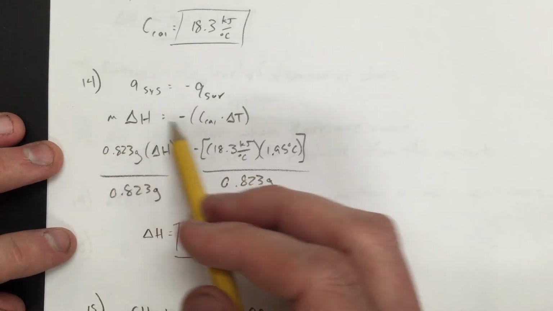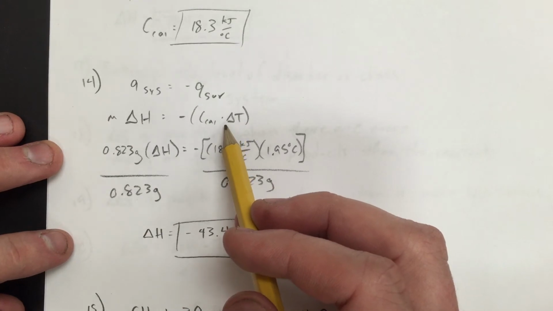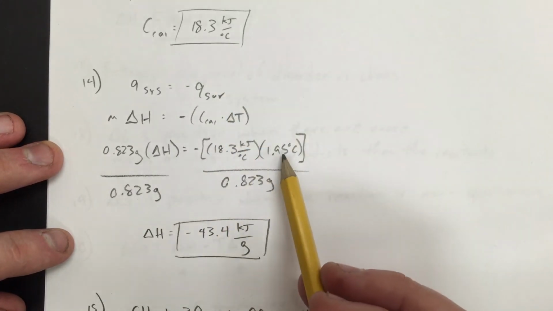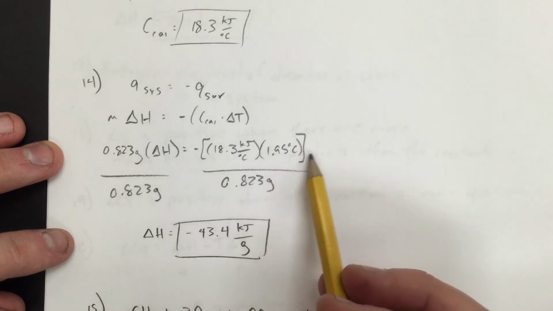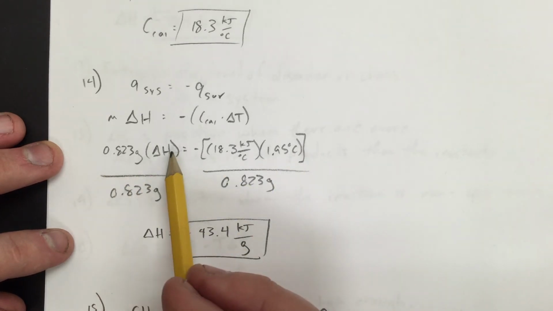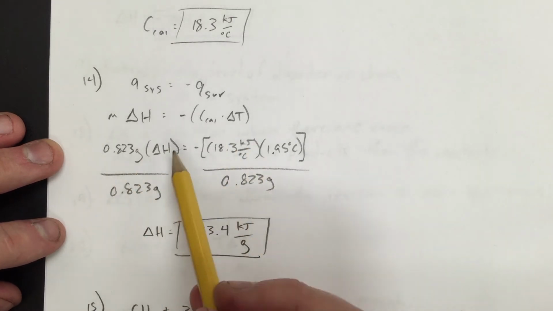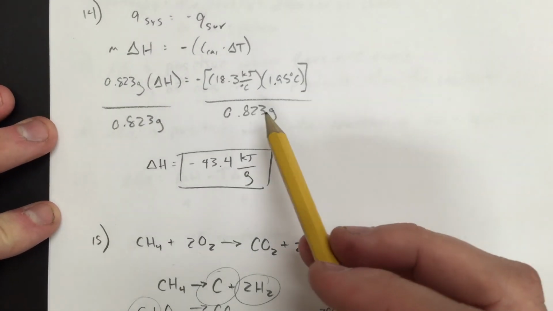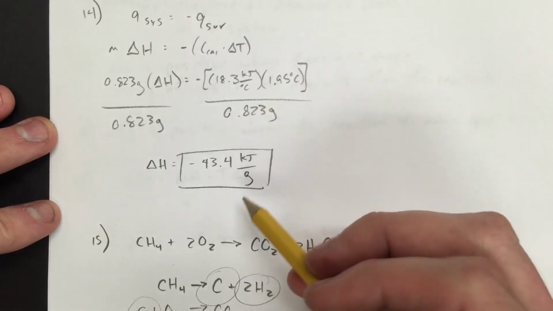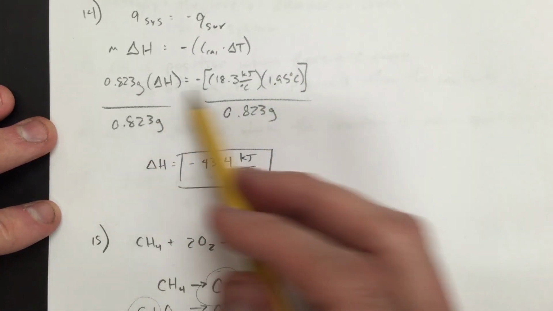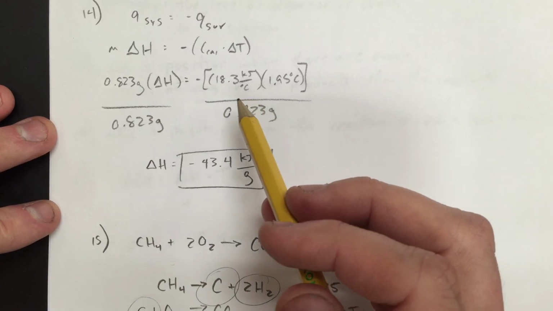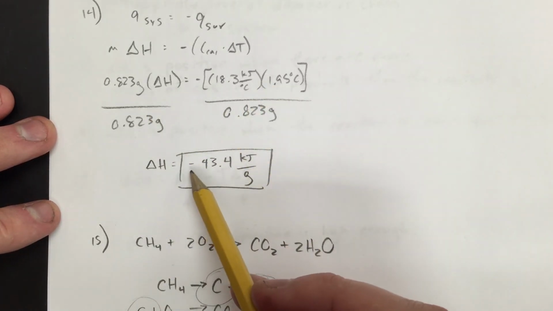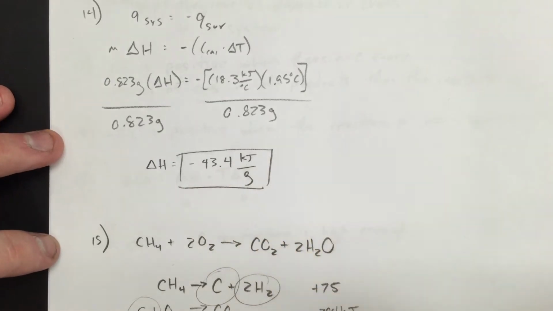So we got M times delta H equals negative C cal times delta T, and it is the same calorimeter, so it has the same C, and the temperature went up by 1.95, and we know the grams, we just don't know the delta H. So we know everything here except for delta H. We divide both sides by the grams. Now, I didn't tell you whether I wanted it in kilojoules per mole or kilojoules per gram. Well, since I didn't tell you the formula for PVC, the only one you can do is kilojoules per gram. So when we divide these things, we get negative 43.4 kilojoules per gram.